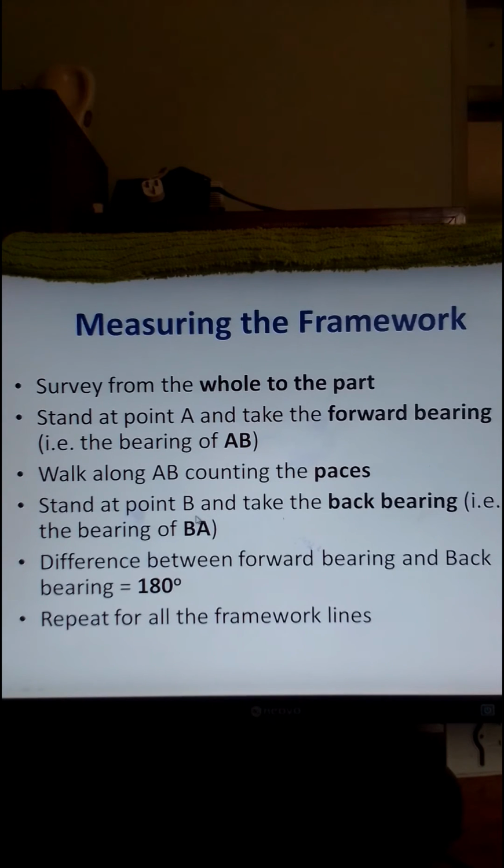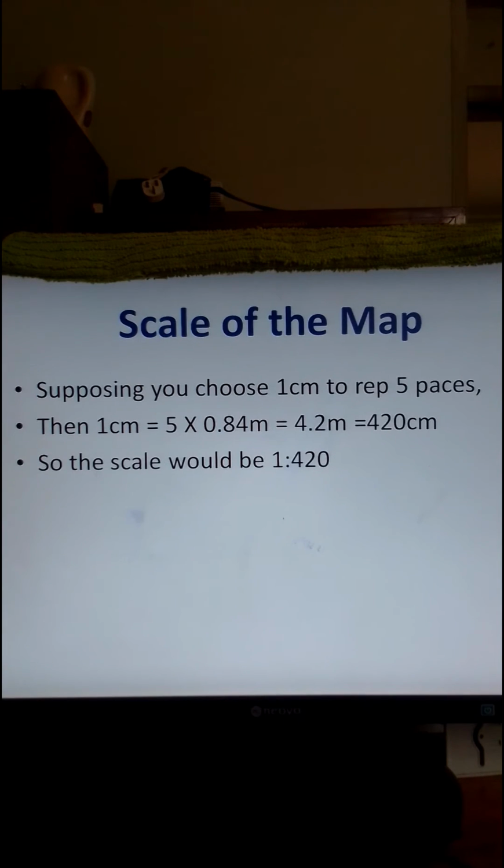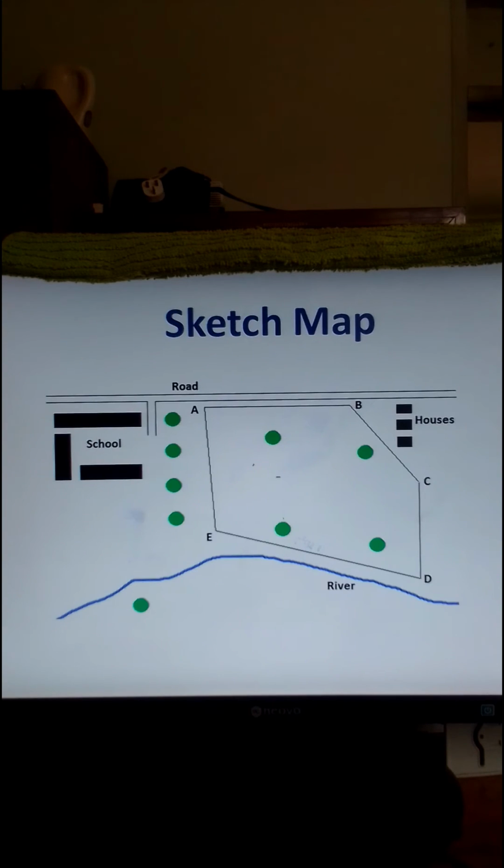Now, when you reach the last point, point B, along line AB, you also take the bearing of line BA, and we call it the back bearing of line AB. At A, you took the forward bearing of line AB, but at B, you take the back bearing of line AB. That is, from B, you sight on a ranging rod placed at A and you record.